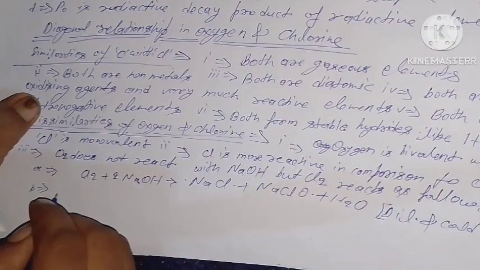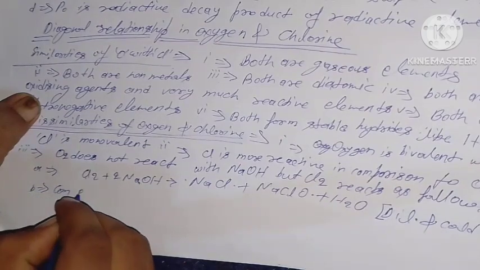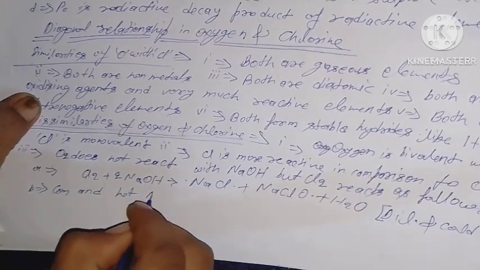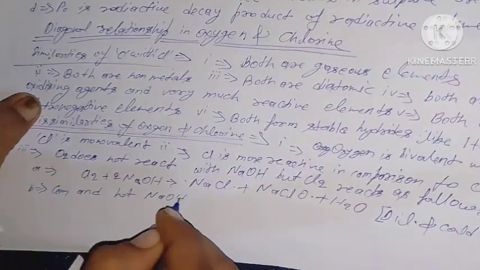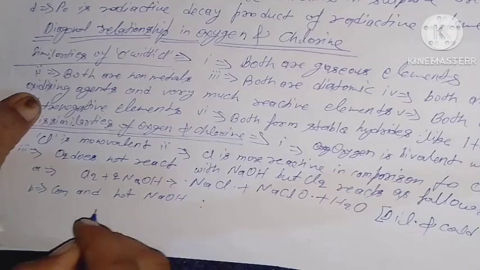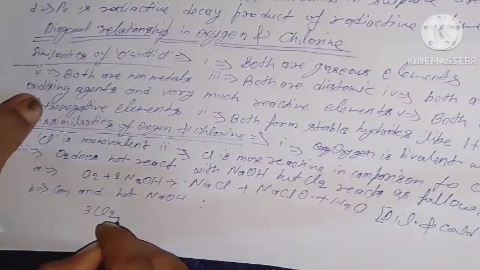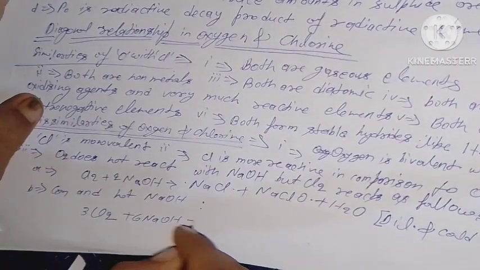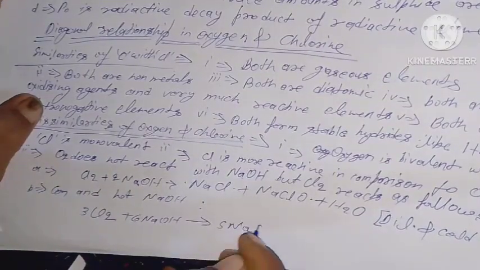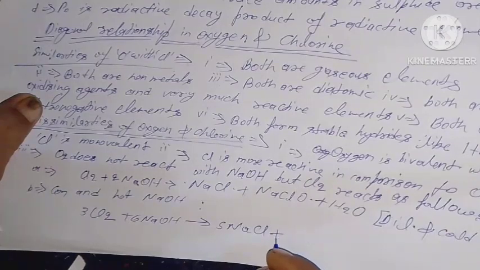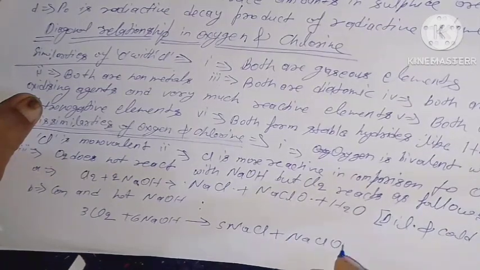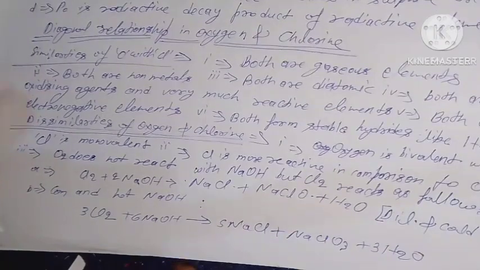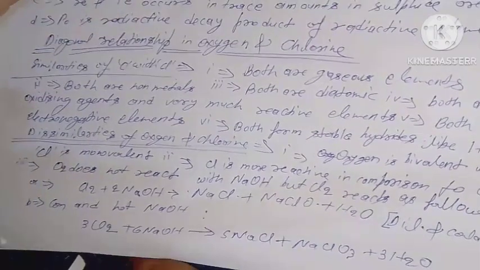B point. Hot sodium hydroxide. Okay. 3Cl2 plus 6NaOH makes 5NaCl, sodium chloride, plus NaClO3 plus 3H2O. Next heading, anomalous behavior of oxygen.